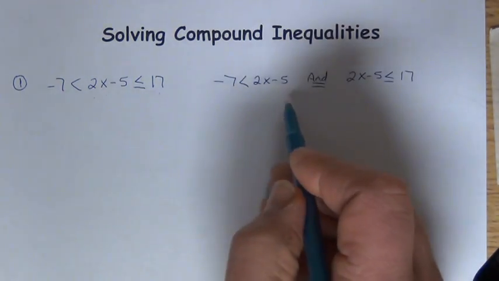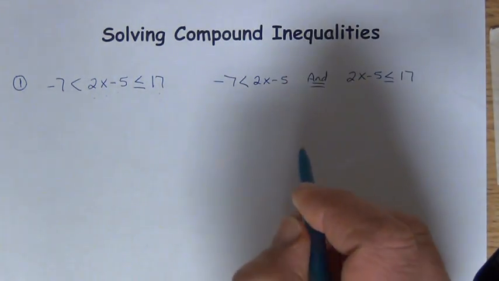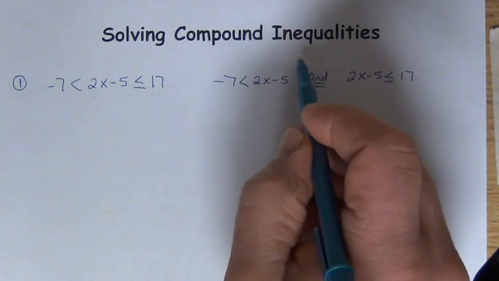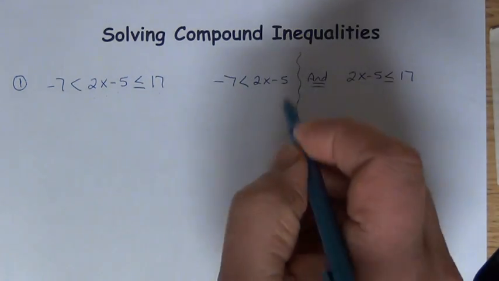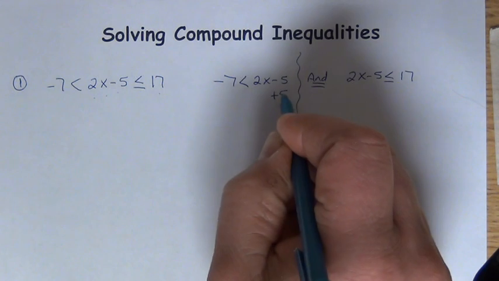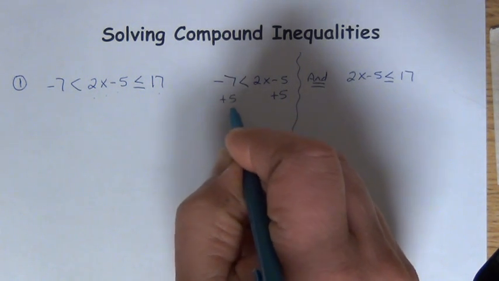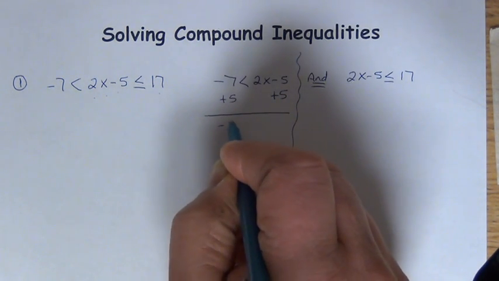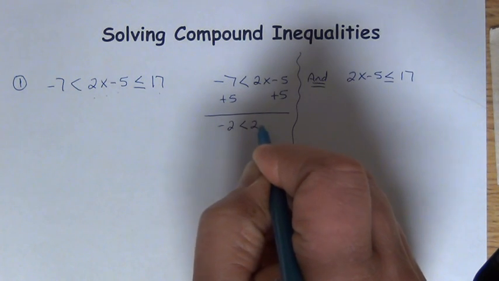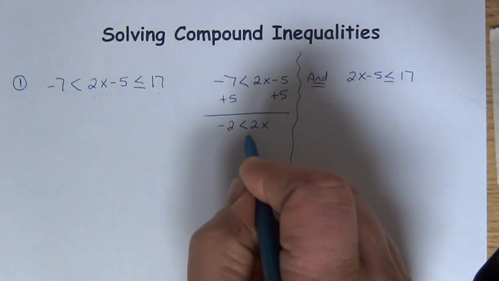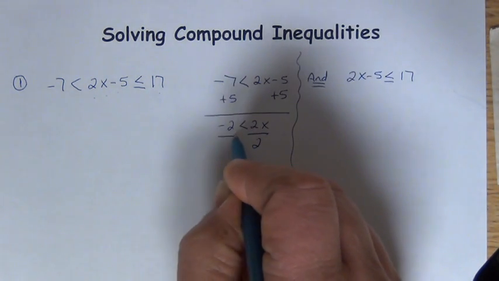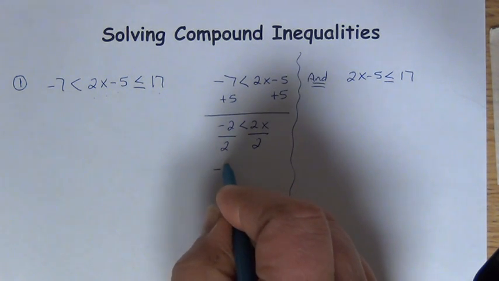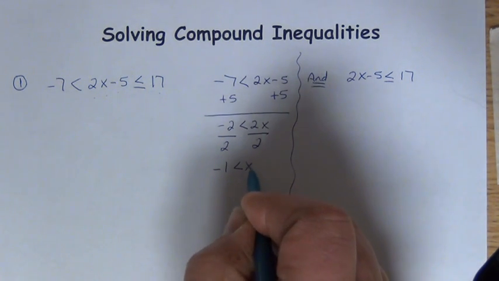What I do next is I solve these separately of each other. So I'm just going to take this one right here and solve it on down. I'm going to start by adding 5 to both sides. You get negative 2 is less than 2x. I'm going to divide by 2. And I get negative 1 is less than x.